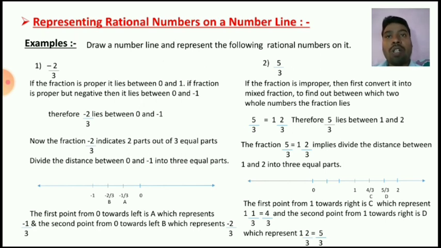So this is all about this session. In this session we saw positive rational numbers, negative rational numbers, equivalent rational numbers, standard form, and representing rational numbers on the number line. All these topics we covered in this session.